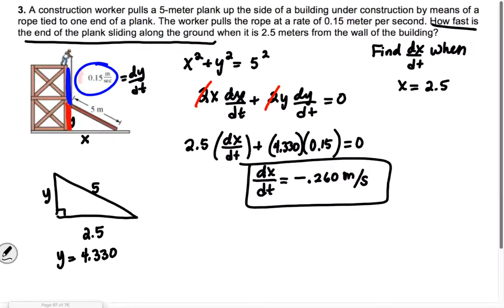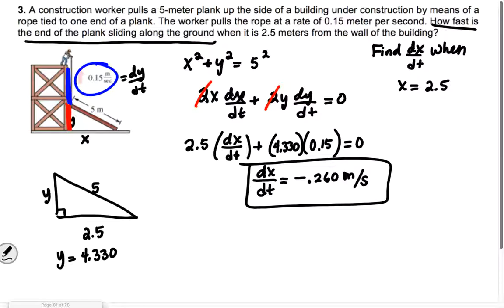Your answer should always be negative for these types of problems. Well, you should always think about what's happening here. So he said, should the answer always be negative? In this case, we're trying to find how x is changing. Is x getting bigger or smaller as this gets pulled up? This distance gets smaller, so it should be a negative.